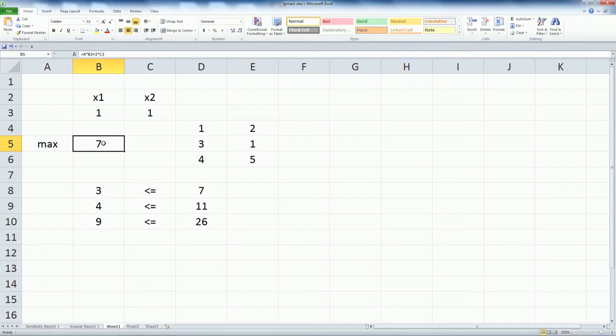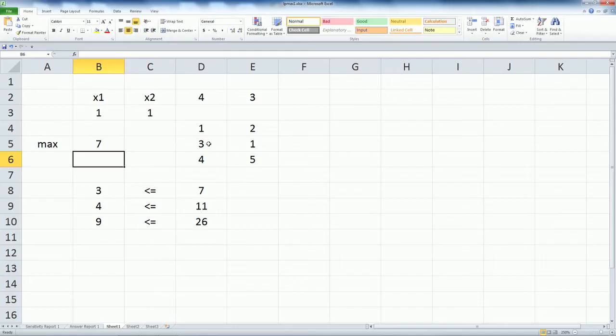The objective function for this problem is maximize 4x1 plus 3x2. I am just writing the 4 and 3 and the objective function is equal to 4 into the value of x1 plus 3 into the value of x2, which happens to be 7. There are three constraints, x1 plus 2x2 less than or equal to 7, that is already written here, x1 plus 2x2, 1 into 1 plus 2 into 1.